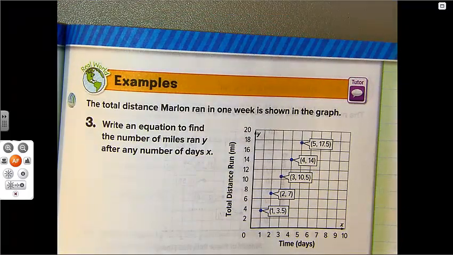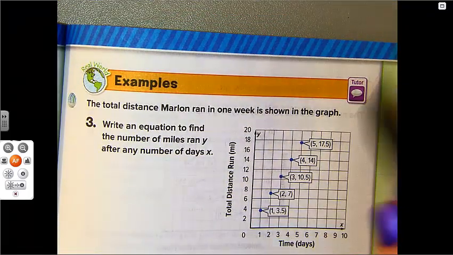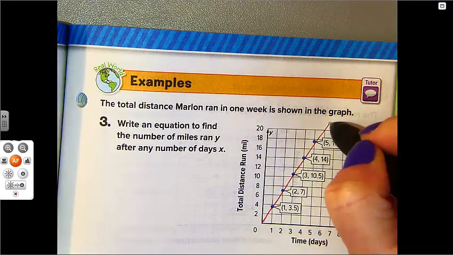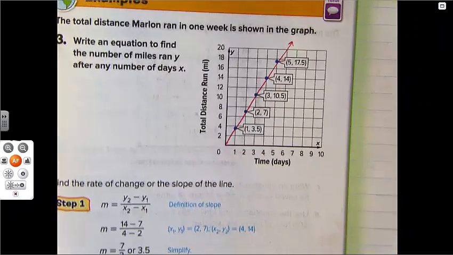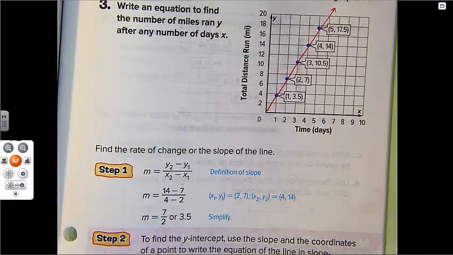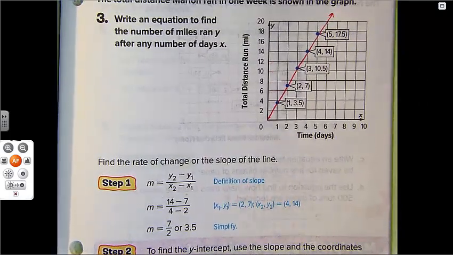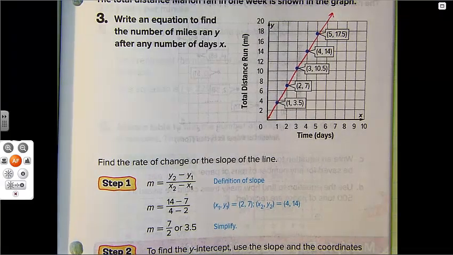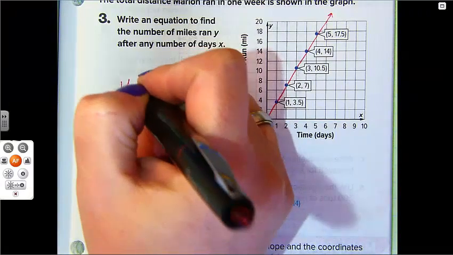Now let's look up here at number 3. Here's a graph. First of all, decide whether or not it's a linear graph. Does it draw a straight line? If I were to connect all of these dots, would it be a straight line? And the answer is yes. So we know it's a linear equation. And it says write an equation to find the number of miles ran after how many days. So we're trying to find y.